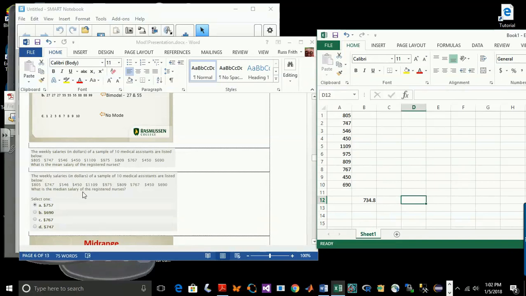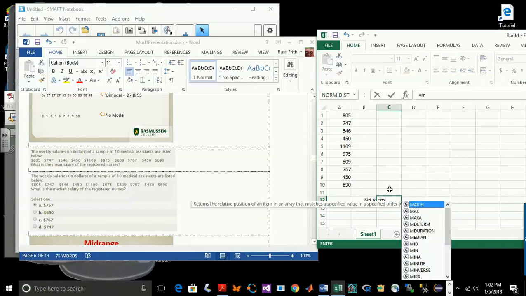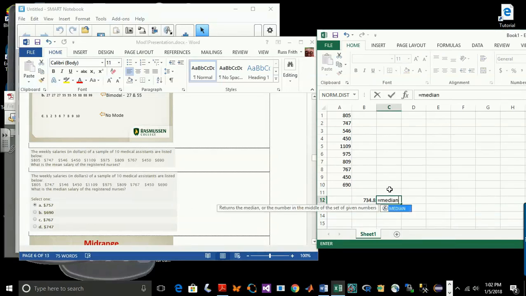What is the median salary? Okay, so we can use the Excel median function. So this would be median. Then I will hold my left mouse button down, drag, select the numbers in the range, close parentheses, and so the median is $757.